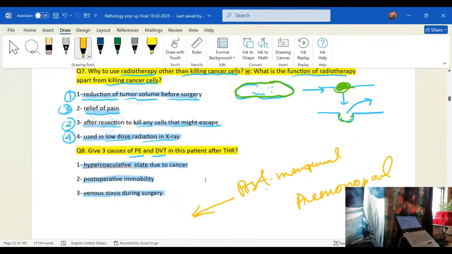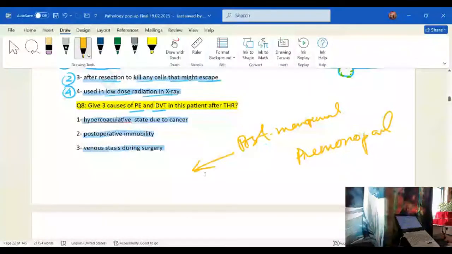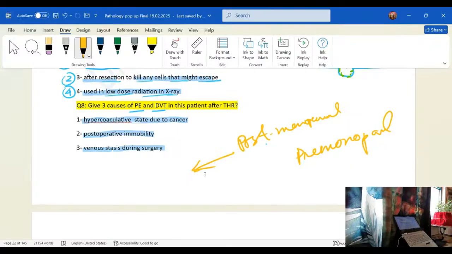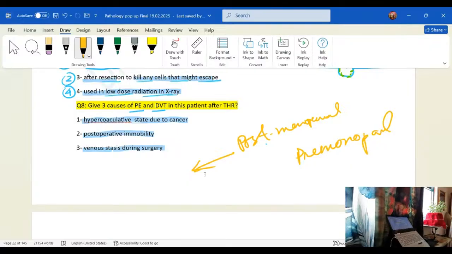Give three causes of pulmonary embolism and DVT in this patient after total hip replacement. Postoperative immobilization, hypercoagulable state due to cancer, and venous stasis during surgery.